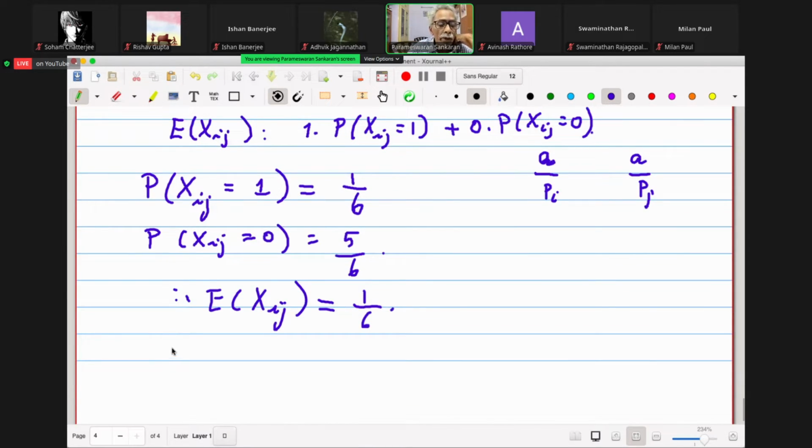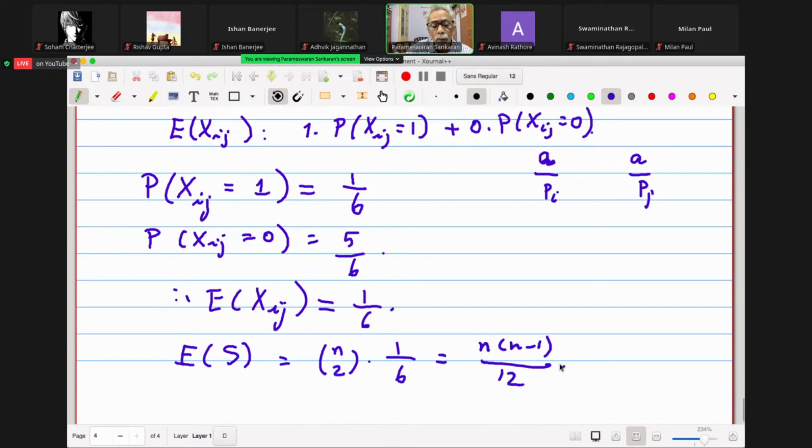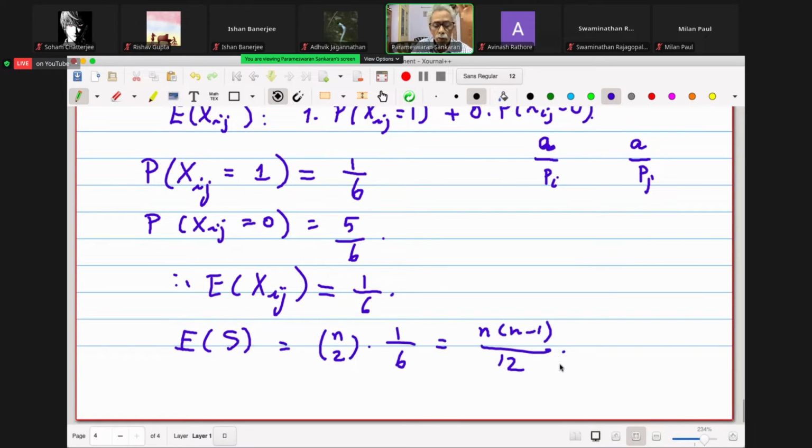All right, we are now almost done. What is the expectation of S? This is irrespective of i and j, of course with i less than j, and there are n choose 2 possibilities. So n choose 2 times 1 by 6. This is n times n minus 1 divided by 12. And what about the variance? We'll compute the variance also in a minute.